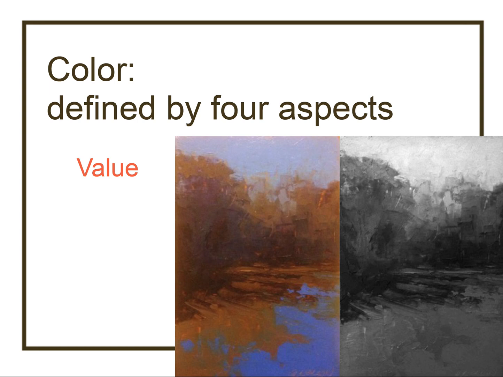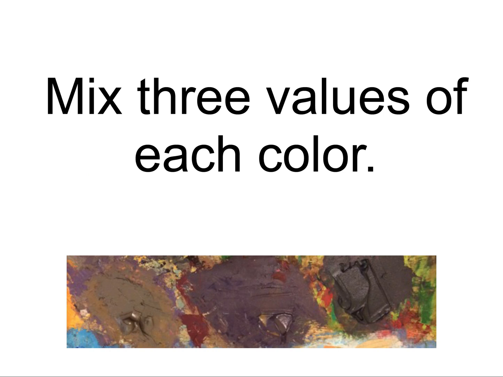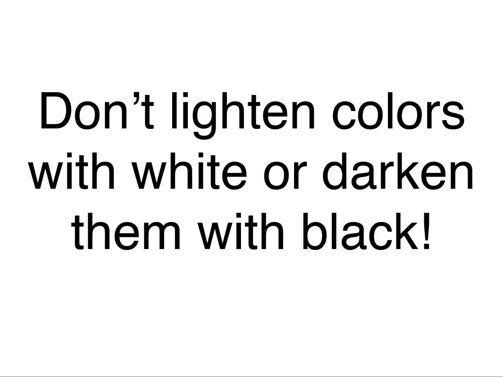So just a quick review of value, and the main thing that we were working on with value was to use a full range of values from dark to light, to think about mixing 3 values of each main color that you're using, and to avoid lightening with white and darkening with black. Remember to instead lighten your colors with an equally intense lighter hue and darken with an equally intense darker hue. When you do that, you maintain the intensities of the colors that you're working with.